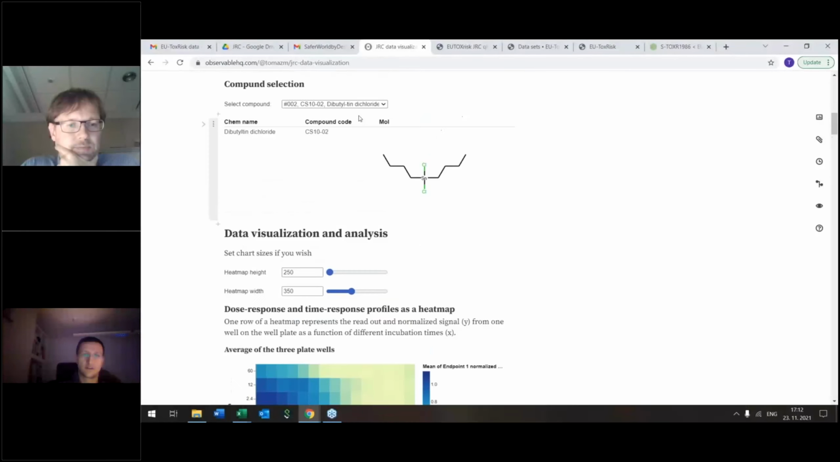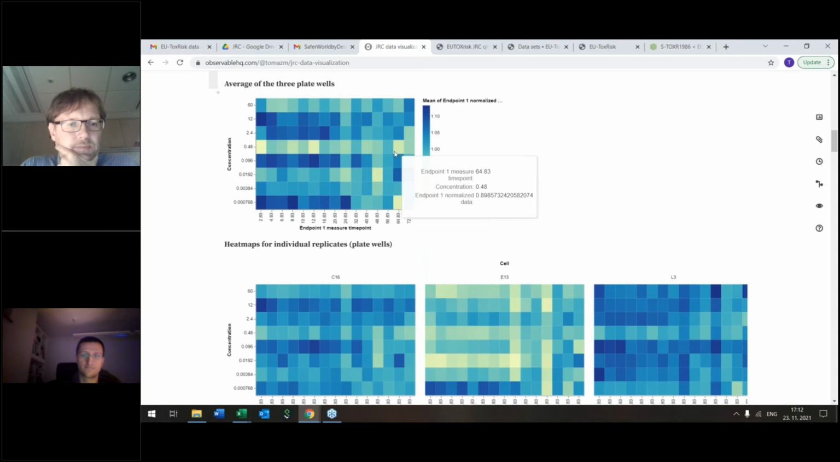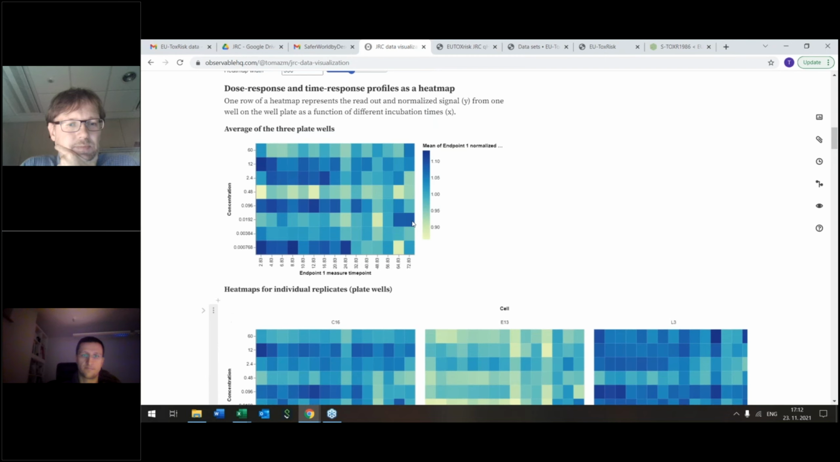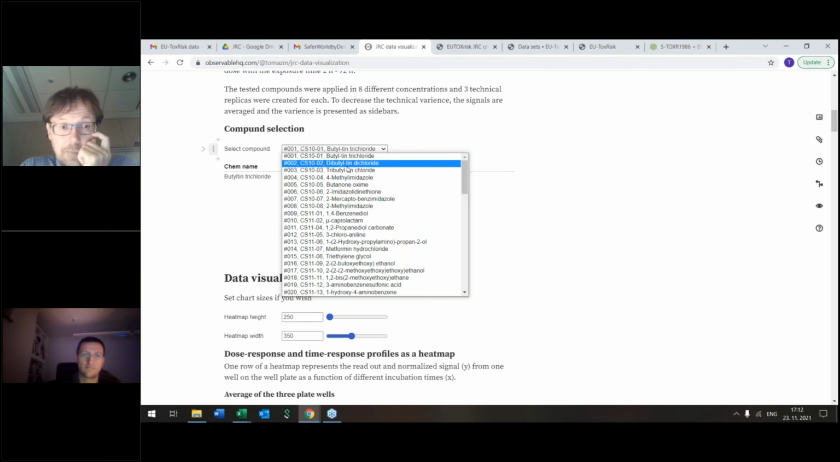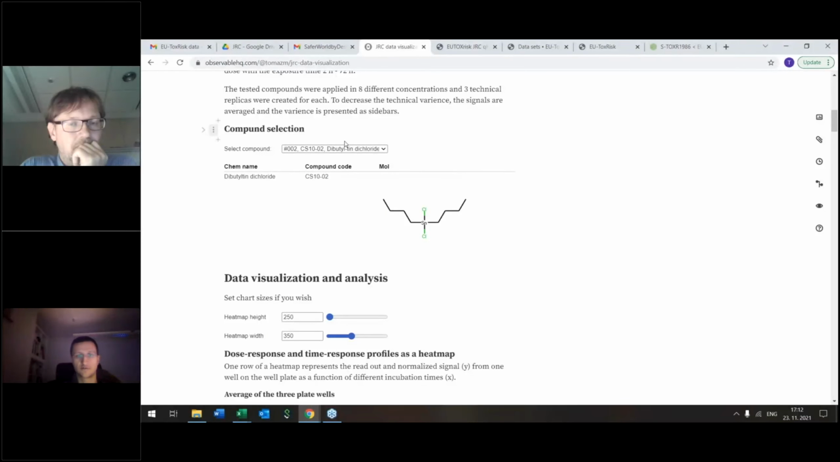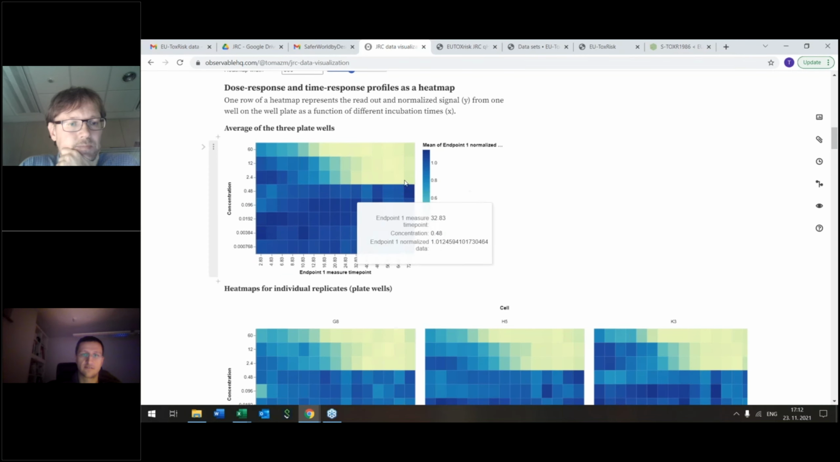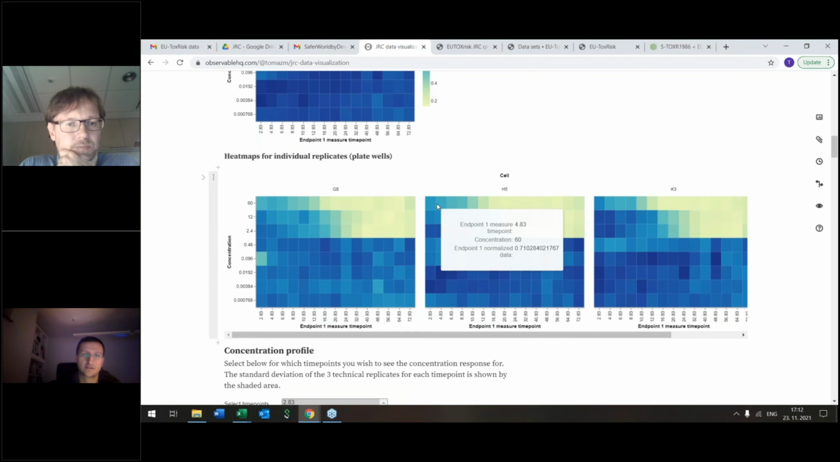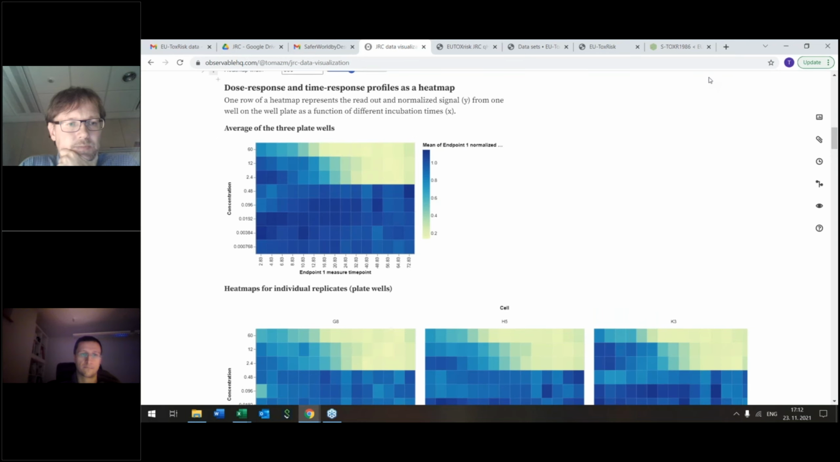You can immediately see, for example, I can pick a different compound, and all the visualizations that are automatically generated are updated immediately. So if I pick compound number 2 because it has an interesting response, I will immediately get the results for that compound. This is the average response. These are individual replicates. What we are seeing here is dose versus concentration and time, the relationship that Peter showed in the presentation.